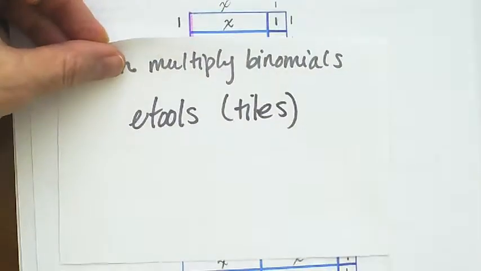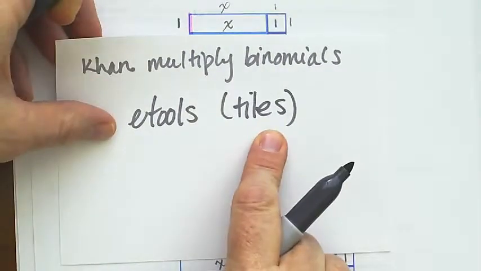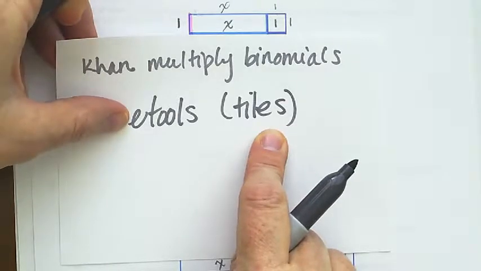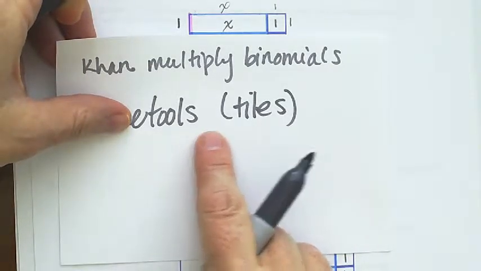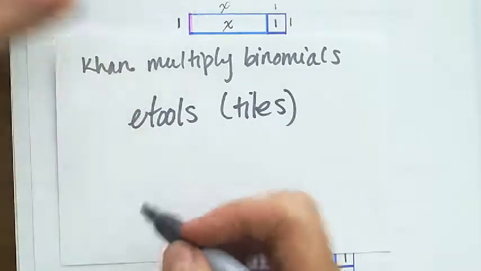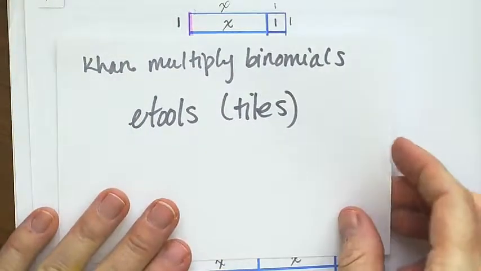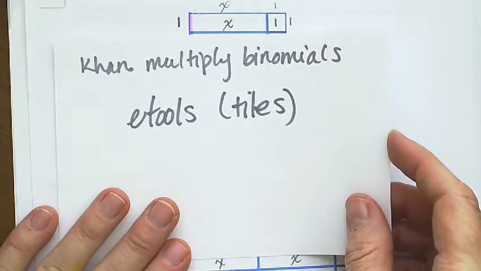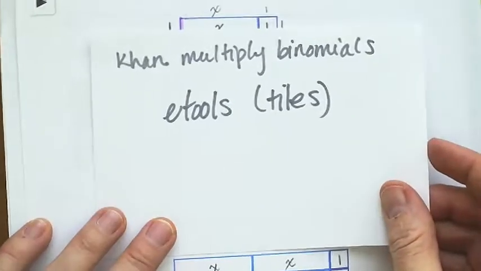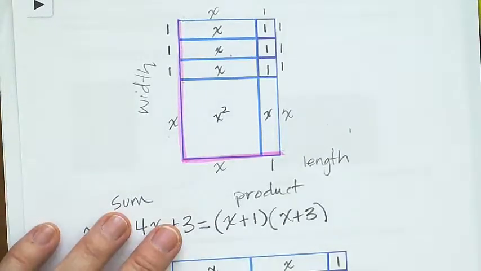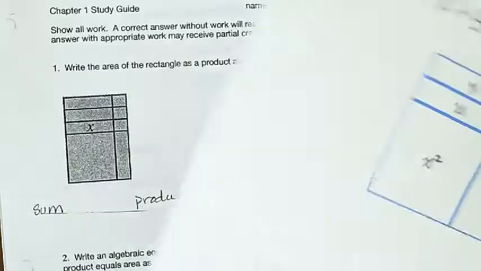You could use the e-tools. If you go to the ebook and look at e-tools at the bottom, click on tiles, you could build your own and then practice writing the areas as a product and sum. Or I can give you extra ones to practice with too. Okay, let's do the second one.